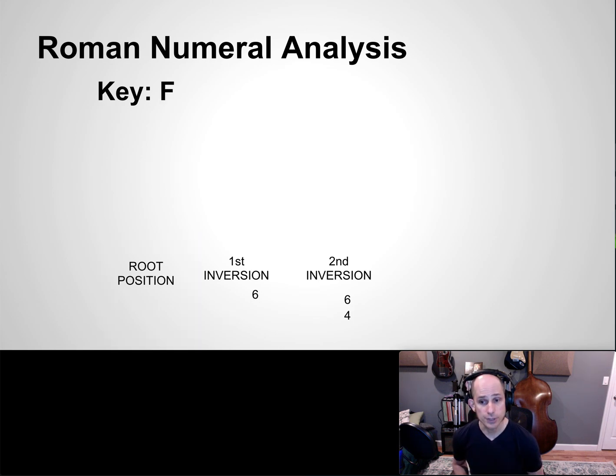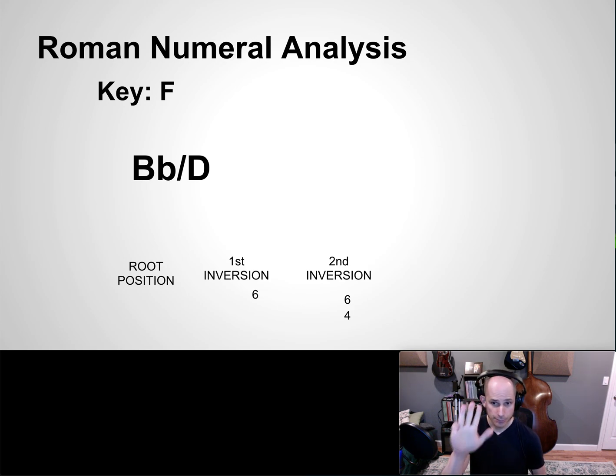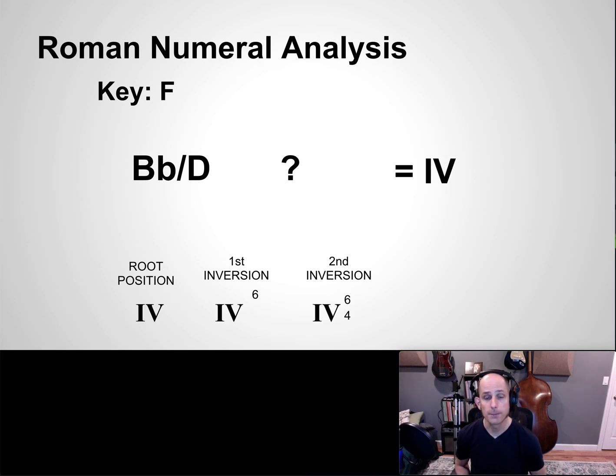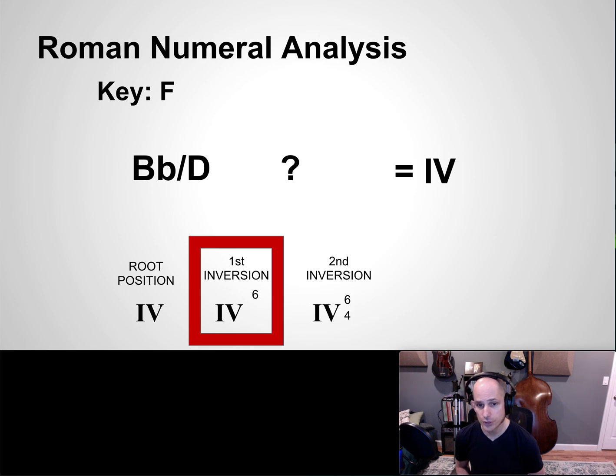So now let's go to the key of F, 1 flat. I have a B flat over D chord. So my B flat chord, I have to ask myself in the key of F, what's the B flat chord? F, G, A, B flat. That's the 4 chord. Okay? And now I have to look and say, what note is in the bass? Is it the root, the 3rd, or the 5th? In this case, D is the 3rd of that chord. Therefore, it means it's in first inversion. So a B flat over D in the key of F is a 4-6 chord.